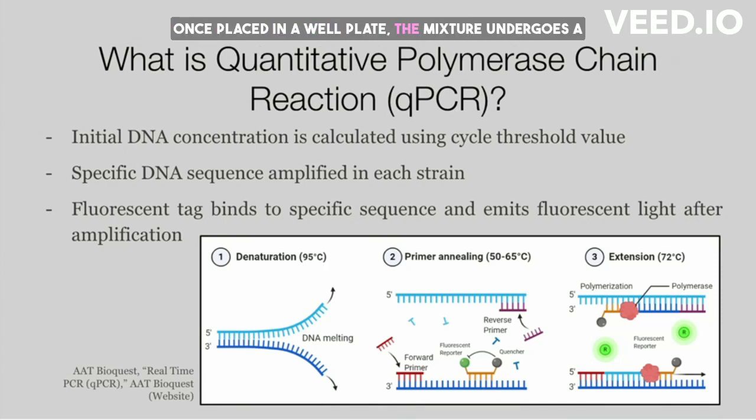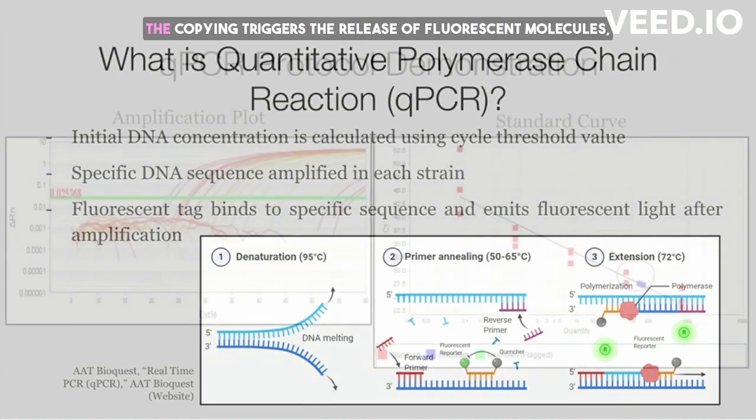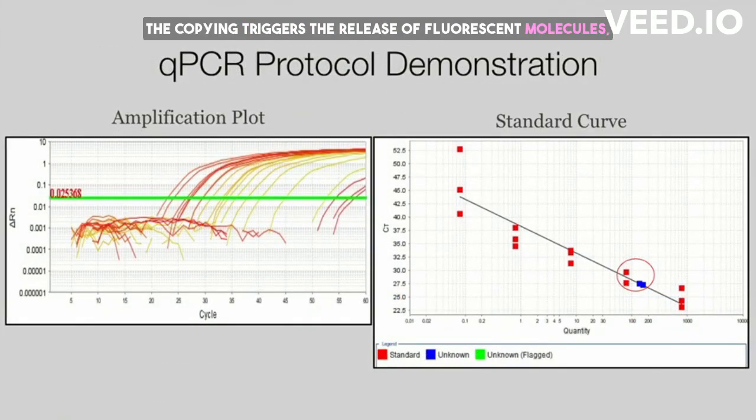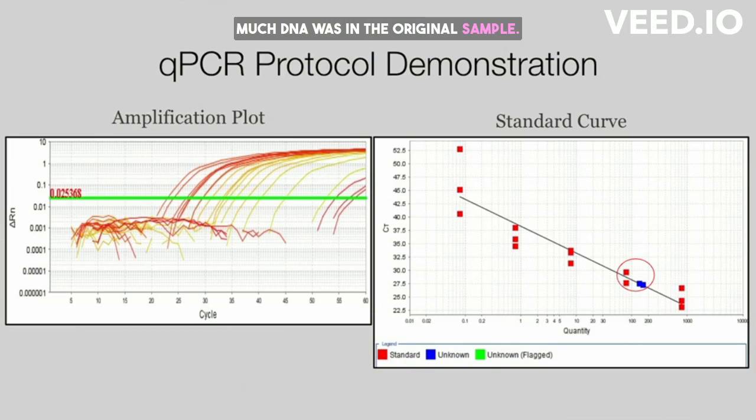Once placed in a well plate, the mixture undergoes a series of cycles in a machine called a thermocycler. These cycles involve repeated heating and cooling of the sample, which splits the DNA strand and allows it to be copied exponentially. The copying triggers the release of fluorescent molecules, which produce a signal that can be measured by the machine, allowing us to quantify how much DNA was in the original sample.